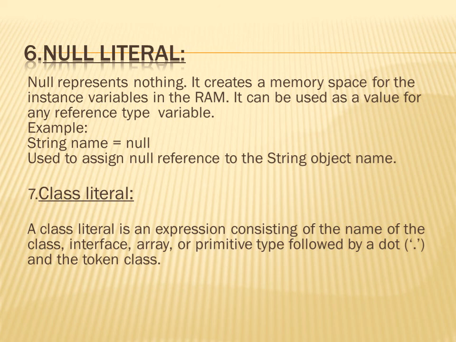The last one is class literal. We already know a class literal is an expression consisting of the name of the class or the interface, array or primitive type followed by a dot and the token class. So these are the several literals that we are using in Java.